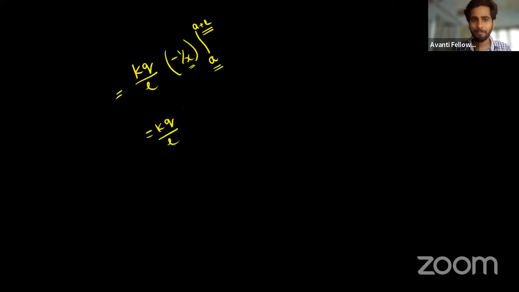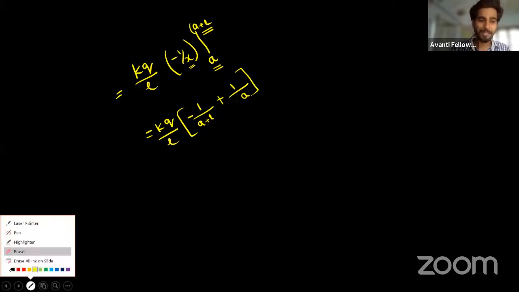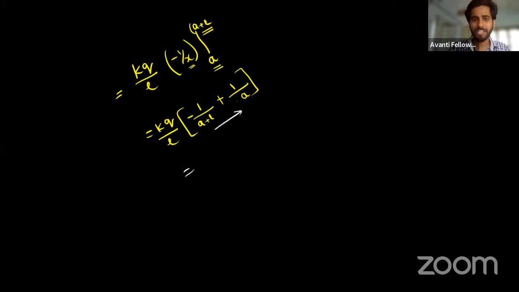KQ by L, upper limit means substitute the upper limit in place of x in 1 by x. Upper limit means here A plus L, minus lower limit. Lower limit means here 1 by minus x, so substitute in place of x. Correct? This minus and this minus will become plus now. Clear? This will become plus. Then next thing, I write it by changing it. KQ upon L, interchange. The sign will be the same, no? 1 by A minus 1 by A plus L.